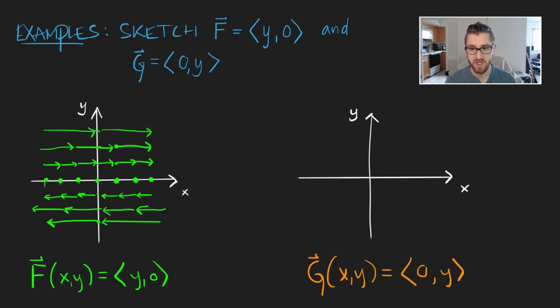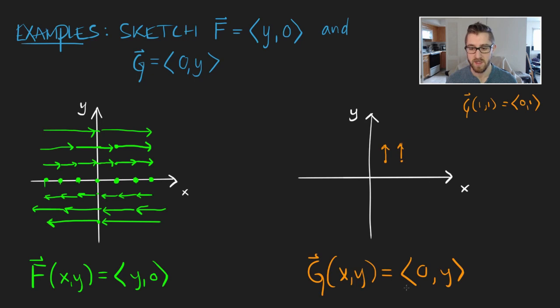And the procedure is just the same for every point. So here's the point 1, 1, for instance. We plug in 1, 1 into this vector field, and we get G of 1, 1 is the vector that points in the y direction by 1. So it'll be pointing up like that. Keep going. G of 2, 1 will be the same vector, right?